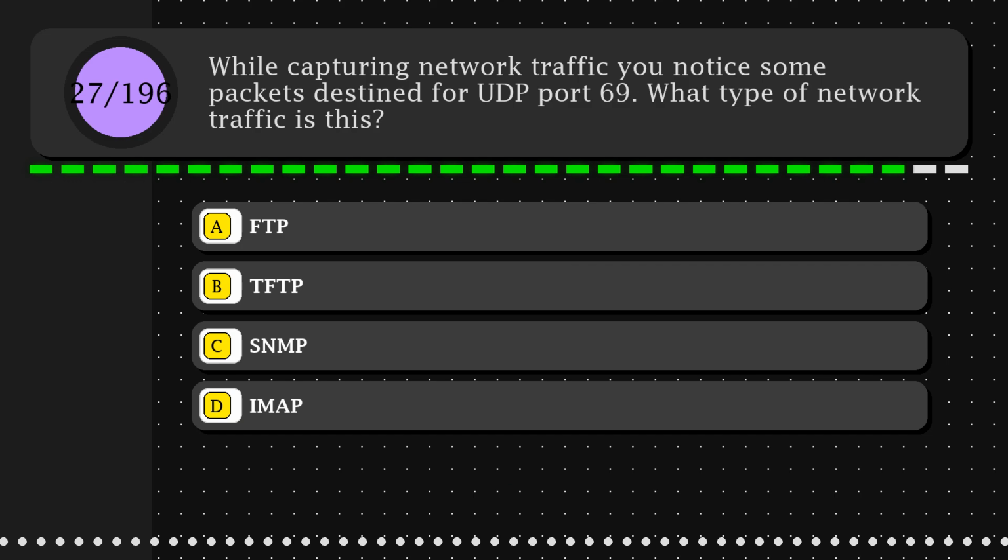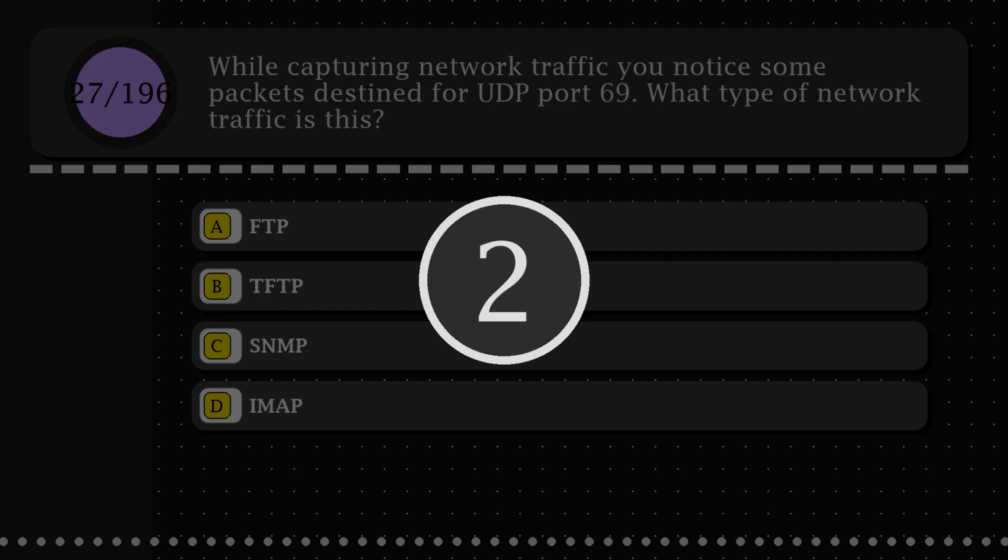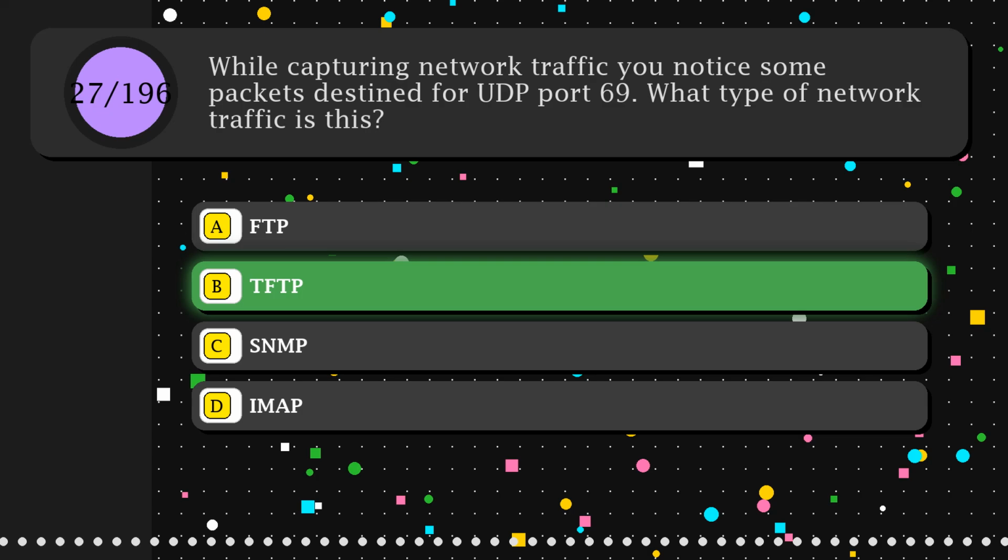Question 27. While capturing network traffic, you notice some packets destined for UDP port 69. What type of network traffic is this? Option A. FTP. Option B. TFTP. Option C. SNMP. Option D. IMAP. The correct answer is option B, TFTP.